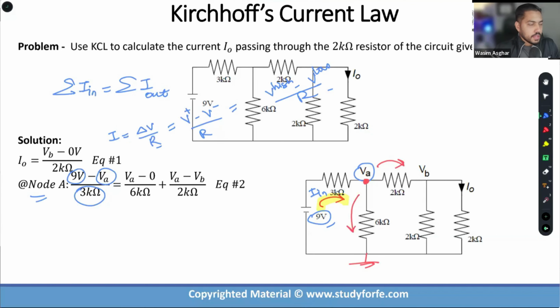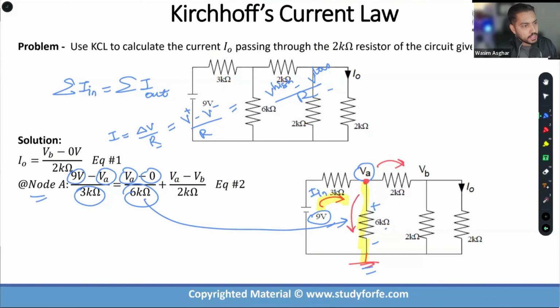What about the current that is leaving? Let's work with this branch first, right? So we have VA as a higher voltage. Remember, the terminal through which the current enters a resistor is a positive terminal. The terminal through which the current leaves is a negative terminal. And the 6K is a resistor. So with our assumption of the current actually entering from the top and leaving through the bottom and going to the ground, this basically takes the form of VA minus 0 divided by 6K. That is this current. Very easy, correct?